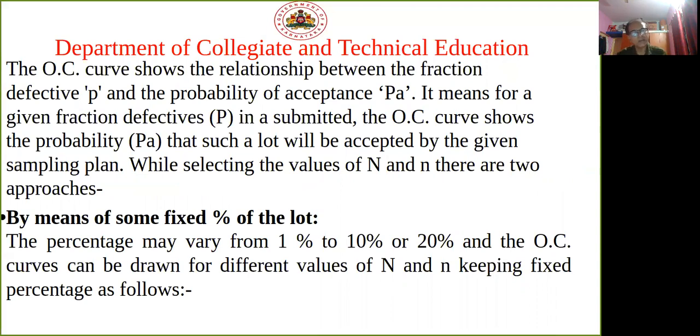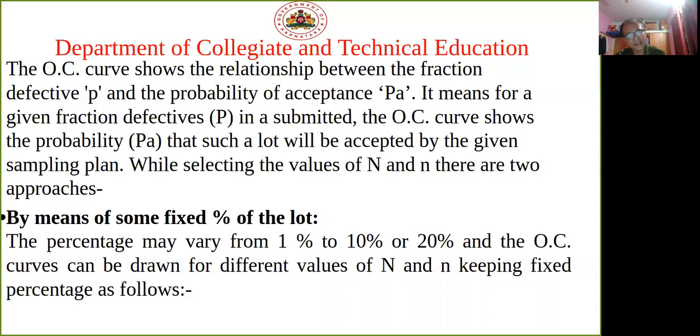So what do you mean by some fixed percentage of the lot? Say, for example, a lot has 1,000 items. If I take 10% of that lot, out of 1,000 it will be 100. By means of some fixed percentage of the lot, the sample can be selected and drawn.